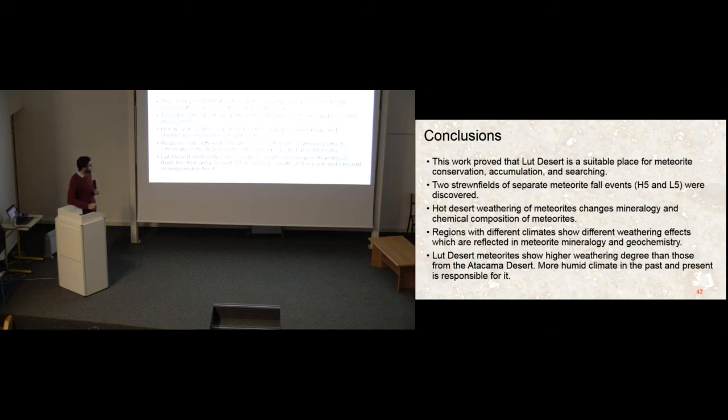We learned that hot desert weathering of meteorites changes the mineralogy and chemical composition of meteorites, and it acts in different ways in different regions of the world, in different deserts of the world. By working on the Lut Desert meteorites, which show a higher weathering degree than the meteorites from the Atacama, for instance, we learned that this desert has had a more humid climate in the past than in present time.